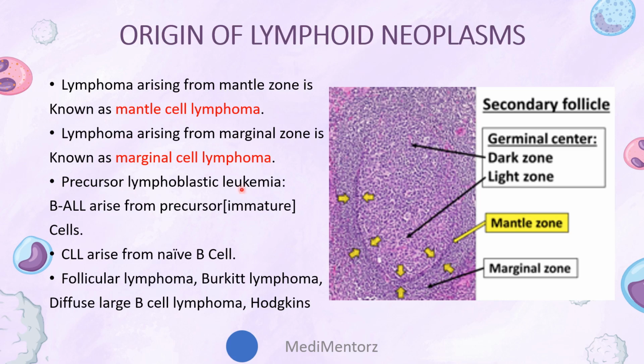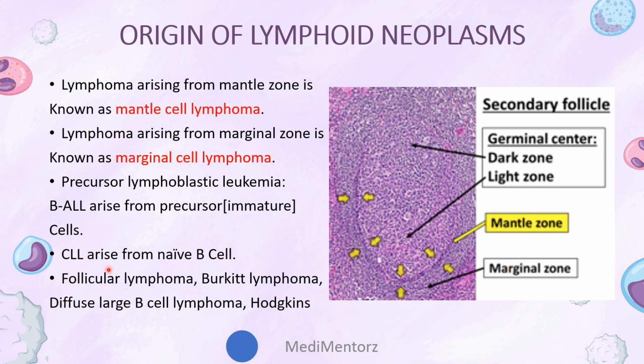Here you can see I have put a sectional view of a follicle. Here you can see a pale staining area, which is known as the germinal center. Around this germinal center, you can clearly see a darkly stained area, which is known as the mantle zone. Around this mantle zone, we have the marginal zone. Whenever a lymphoma arises from this mantle zone, we call it mantle cell lymphoma. Similarly, when it arises from the marginal zone, we call it marginal cell lymphoma.